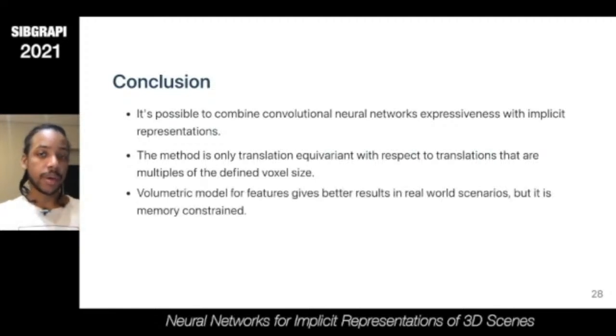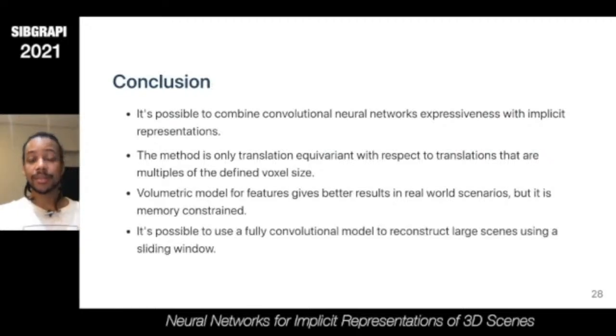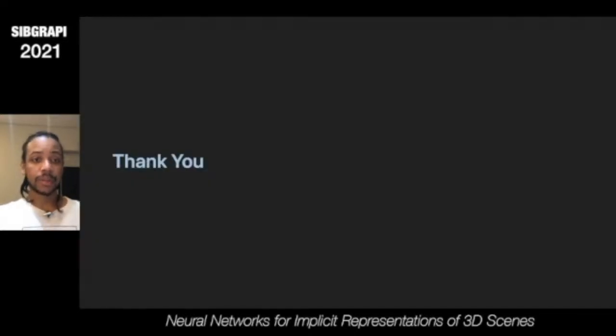We just saw that by using volumetric features, we can get better results in real-world scenarios, but we have a situation where our resolution is constrained due to memory restrictions. And it's interesting to know that you can use a fully convolutional model to reconstruct large scenes using a sliding window. I appreciate your attention.